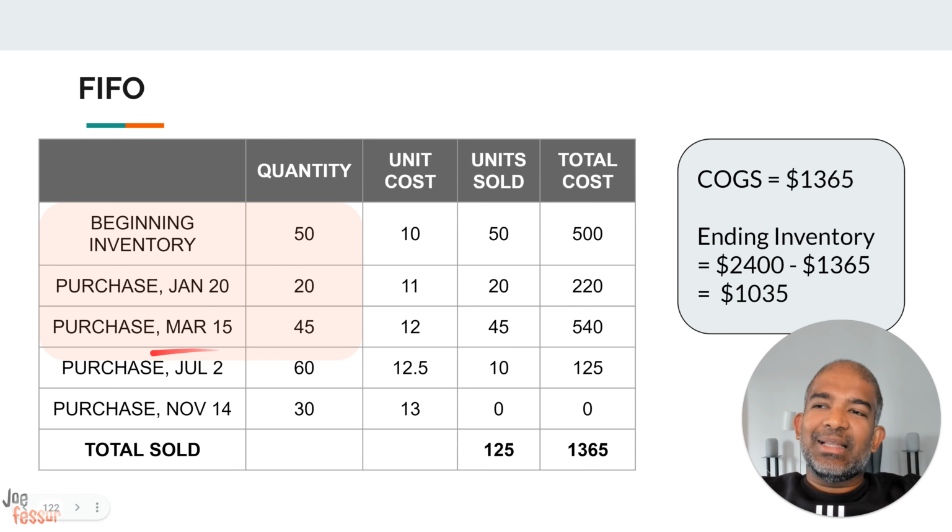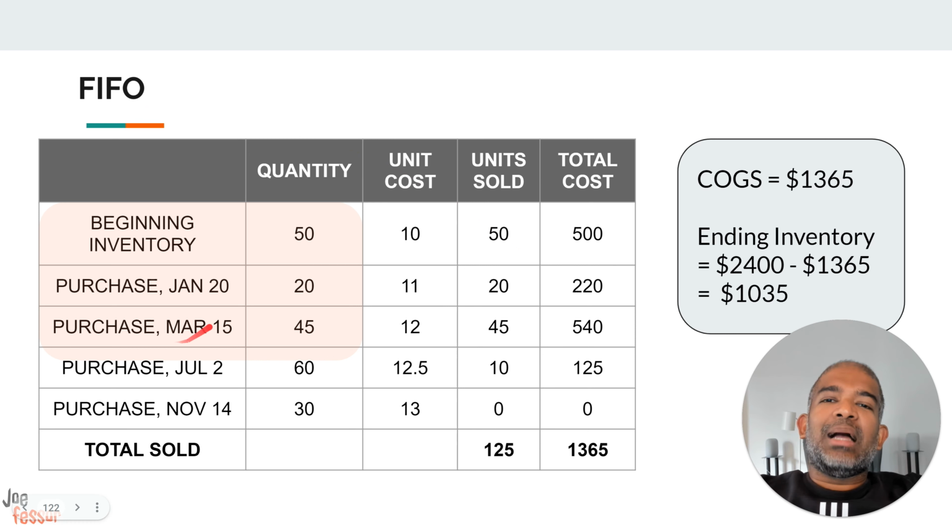Then we move on to the next set of purchases. This set had 60 bottles. Because we still have to account for only 10 bottles, we are only going to consider a part of this set of purchases as being sold. We're going to consider 10 units out of the 60 as being sold. So to calculate the cost of goods sold: 50 times 10, which is $500, 20 times 11, which is $220, 45 times 12, which is $540, and 10 units out of the 60 units, 10 times 12.5, which is $125. Together, when you add them up, this gives you the cost of goods sold under the first in, first out method.